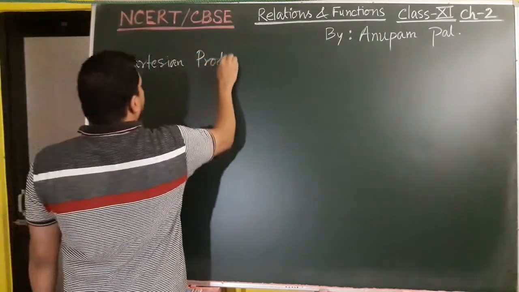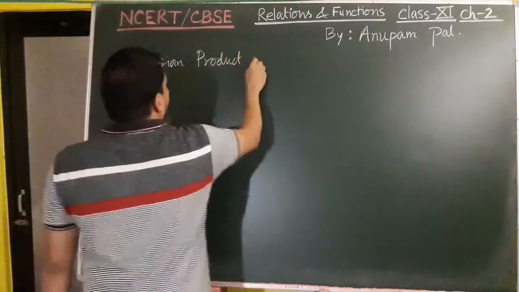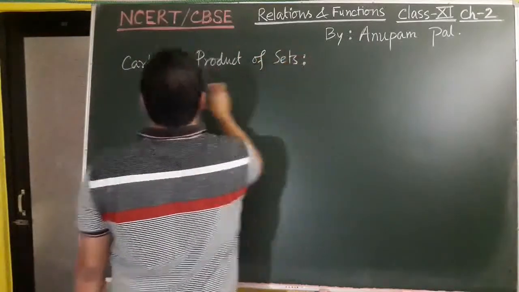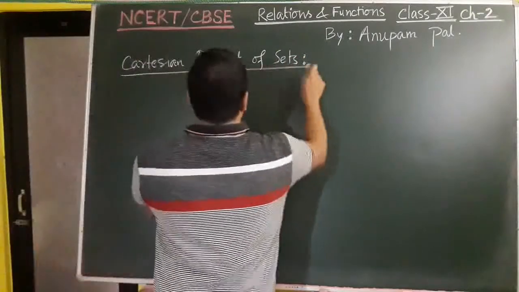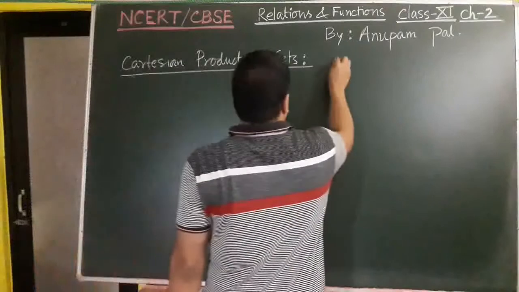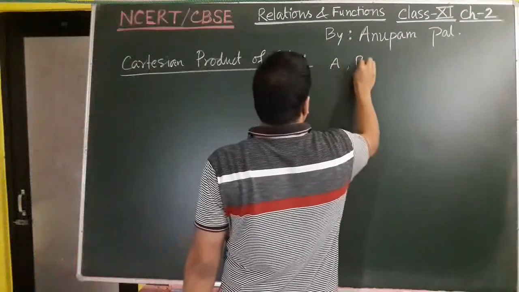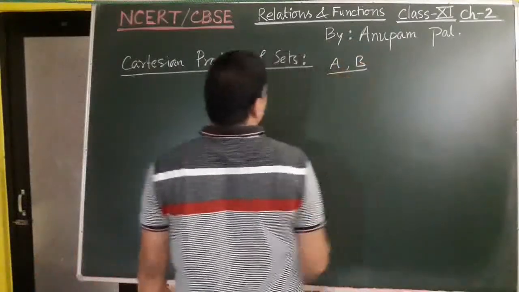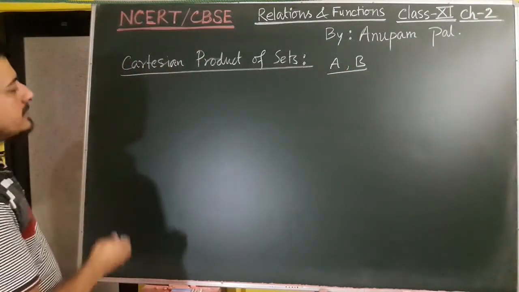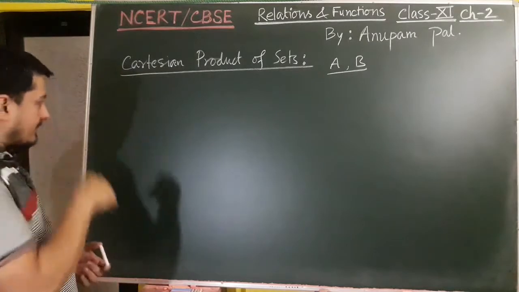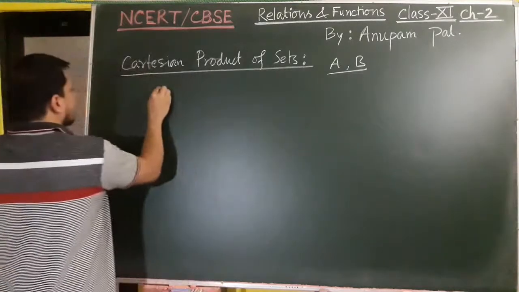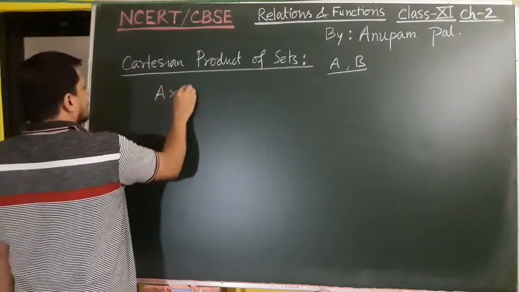Cartesian product of sets. Okay, so suppose you have two sets. Let me take them as A and B. There are two sets, A and B. Now how do you find the Cartesian product of these two sets? We write the Cartesian product of sets A and B like this, A × B.